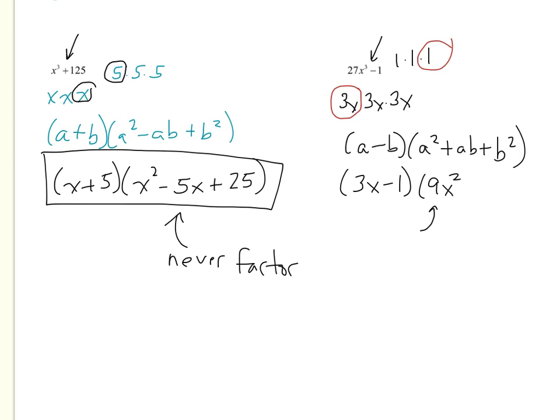A lot of people will only put 3x squared and miss that 9. Very important to get that. ab is 3x times 1, so that's 3x. And b squared is 1 squared, so plus 1. So this is the factorization for our difference of cubes.